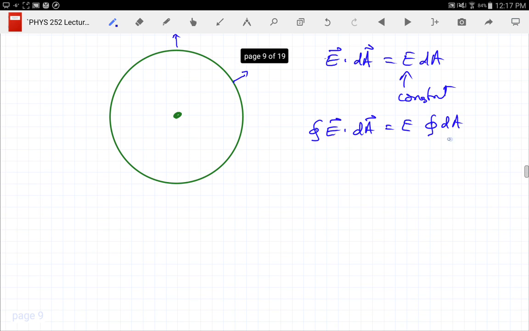Okay, so now this becomes easy because I have a spherical surface that matched my symmetry, and that gave me an electric field that was constant over the surface and always parallel to dA. I get this E dot dA, or E times the integral of dA. What's the integral of dA over the closed surface of a sphere?